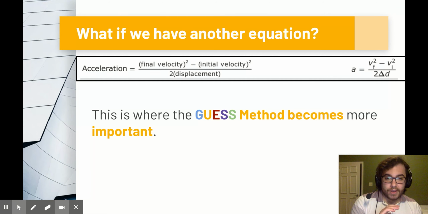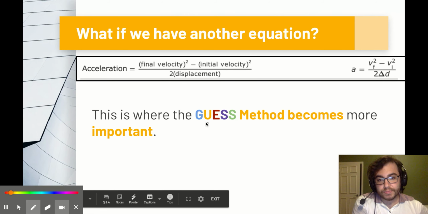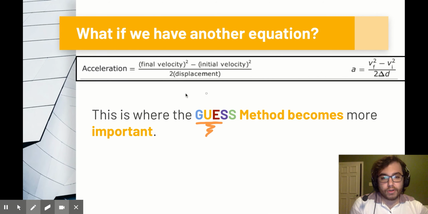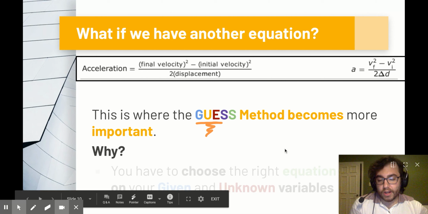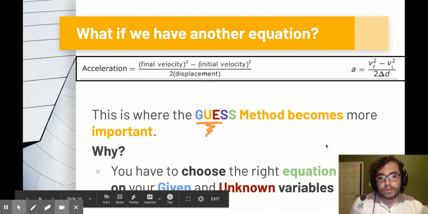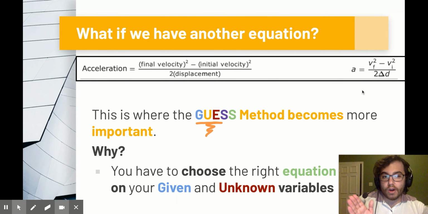So what do I mean by that? Well, we gave you the GUESS method for a reason. This is your approach to problem solving. These first 3 letters right here are going to be the key to just about every single problem in this class. Once you figure out your givens and your unknowns, you will be able to choose the correct equation, because in this class, every equation has specific variables and there's no overlap.